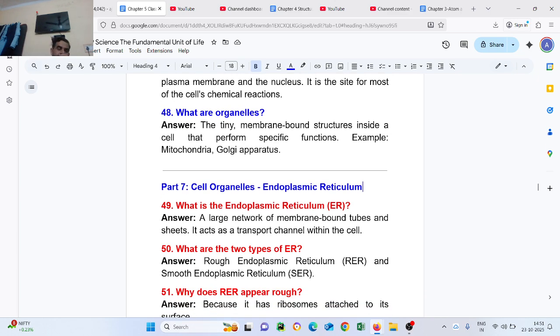Question number 50. What are the two types of ER? Rough endoplasmic reticulum (RER) and smooth endoplasmic reticulum (SER).